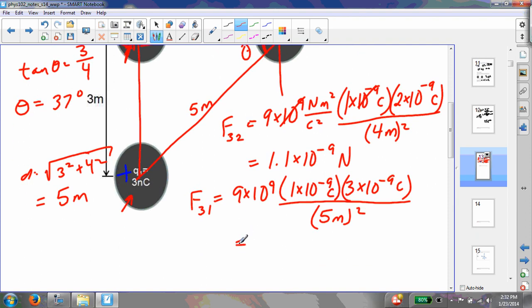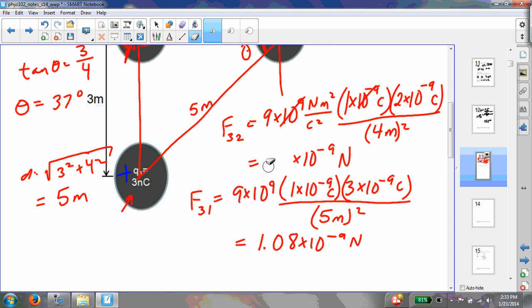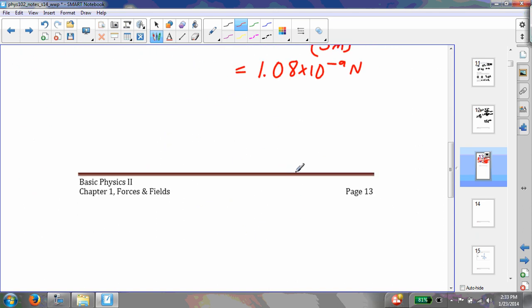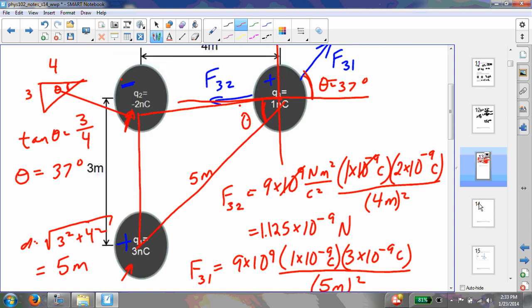And this gives me the magnitude of F31. I get 1.08 times 10 to the minus 9 newtons. I'm going to keep a few more sig figs here so that I can make them different. And then up here, this was actually 1.125. So let me revise that just a little bit. So you can see that the numbers are different. 1.125. Okay, so those are the magnitudes of those forces. I'm just going to redraw them on a vector diagram. Let's see, I think I have some more space on this next page. F32.